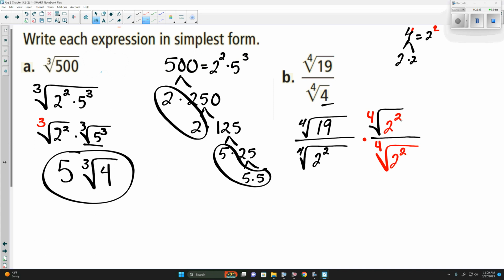Now, if it had been 2 to the 5th on bottom, we would need... So if we had the 4th root of 2 to the 5th, well, what's the next number after 5 that we would need? A multiple of 4 after 5 would be 8. So we would need 3 more.